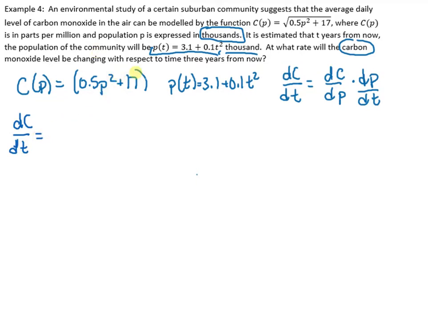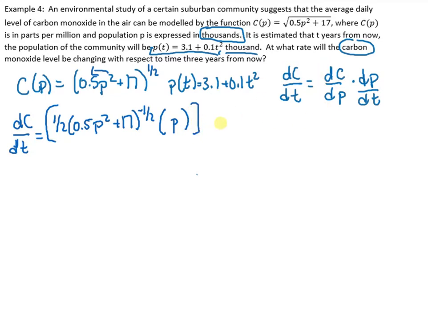equals, let's solve for the first one. This is the 1/2. Okay, the derivative of the first thing is 1/2, 0.5 p squared plus 17 to the negative 1/2. And this is all multiplied by the derivative in the brackets. 2 times 1/2 is just 1, p. So that's dC by dP. The next one, 3.1 goes down to 0 plus 0.2t. That's dP by dt. Now, it wants us to evaluate at t equals 3, because 3 years from now.